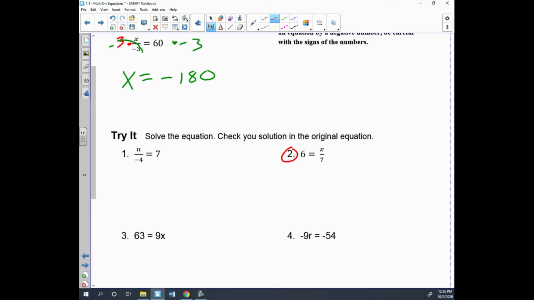How about, let's just go over to number 2 here. How about they try to trick us by throwing the x on the right-hand side? Well, we don't have to be worried about that. Our goal is to get the x all by itself. And so in this case, we want the x all by itself on the right side.